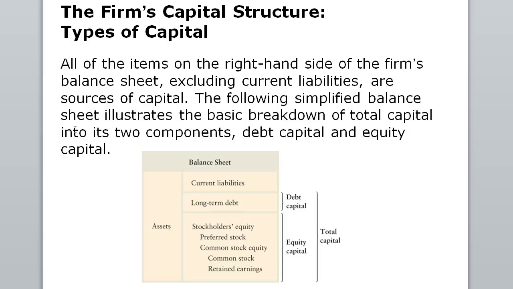Okay, so let's look at the firm's capital structure and types of capital. All the items on the right-hand side of the firm's balance sheet, excluding current liabilities, are sources of capital. Sources of capital: long-term debt is debt capital, and preferred stock, common stock, and retained earnings are equity capital. Together they make up total capital. The following simplified balance sheet illustrates a basic breakdown of total capital with the two components, debt capital and equity capital.